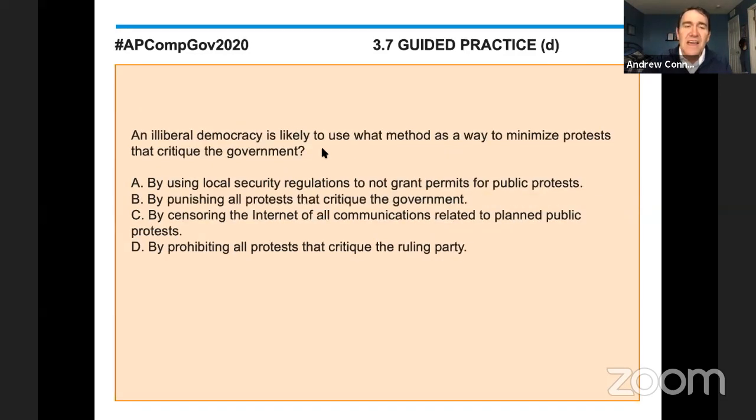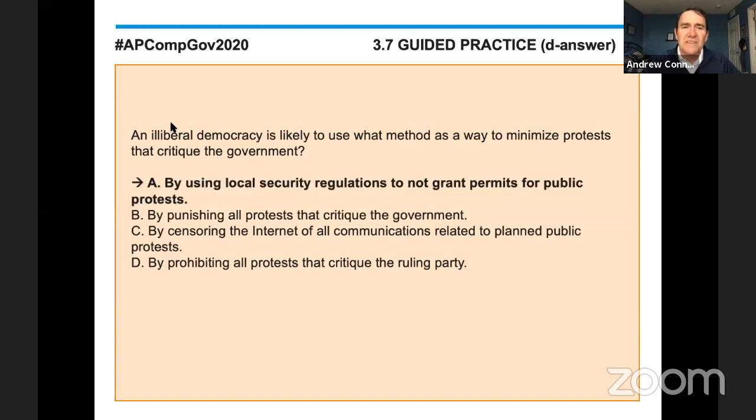We certainly see that. How about illiberal democracy? So this is where we saw earlier a competitive authoritarian government is the way the course description described this, or also as a hybrid regime. An illiberal democracy is likely to use what method as a way to minimize protests that critique the government? And hopefully when you see illiberal democracy or hybrid regime or competitive authoritarian government, you think Russia. And Russia is a good example of, even though there's a guarantee of right to assembly, it's very common to use local security regulations to prevent the granting of local government permits for public protests.